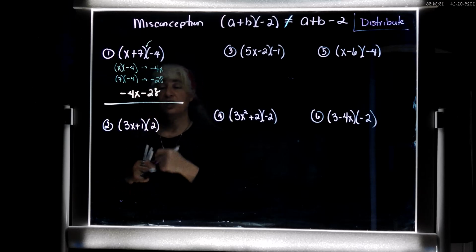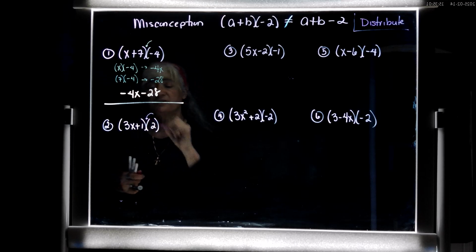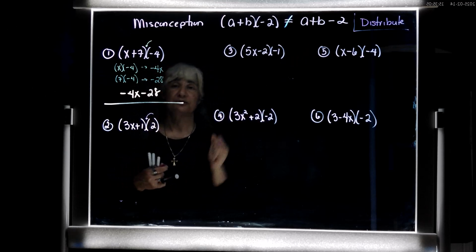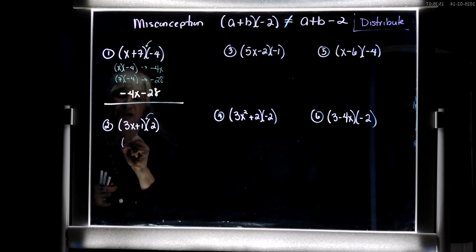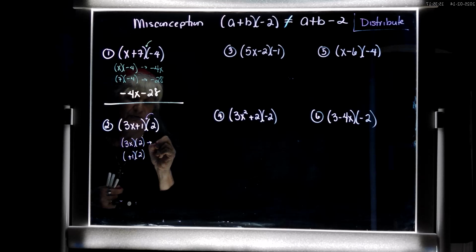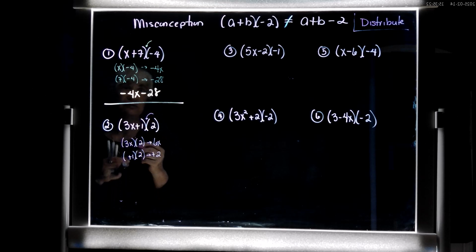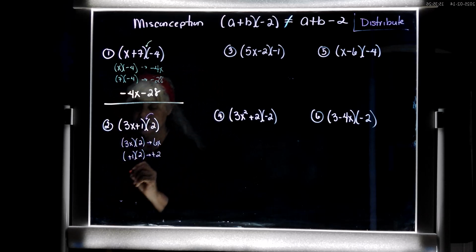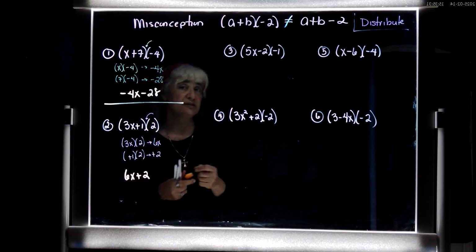Good. How about number 2 here? What is the operation going on between the two parentheses? Multiplication. So that means you're going to distribute. So that means you've got the 3x multiplied by 2, and then you've got the +1 multiplied by 2. So 6x and +2, right? Final answer is 6x plus 2. Good, well done.